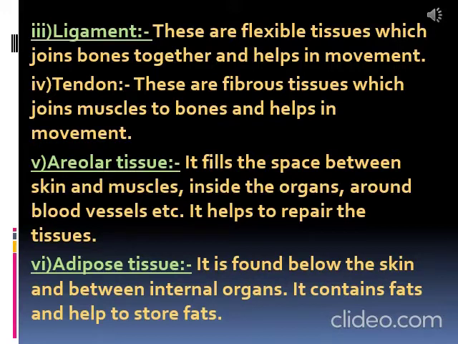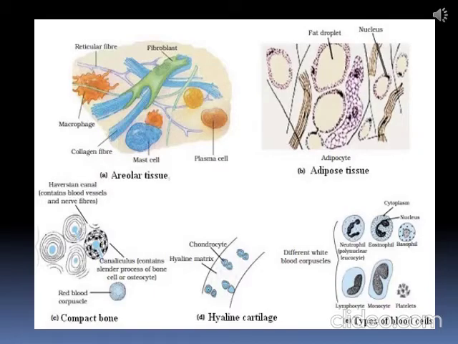Next is adipose tissue. It is found below the skin and between internal organs. Mainly the cells which contain fats and help to store fats form the adipose tissue. So we can say that the cells which have fat materials in them comprise and form the adipose tissue. In this slide, various connective tissues are shown to you. All these structures of tissues, whether plant tissues or animal tissues, you have to draw in your fair notebooks.